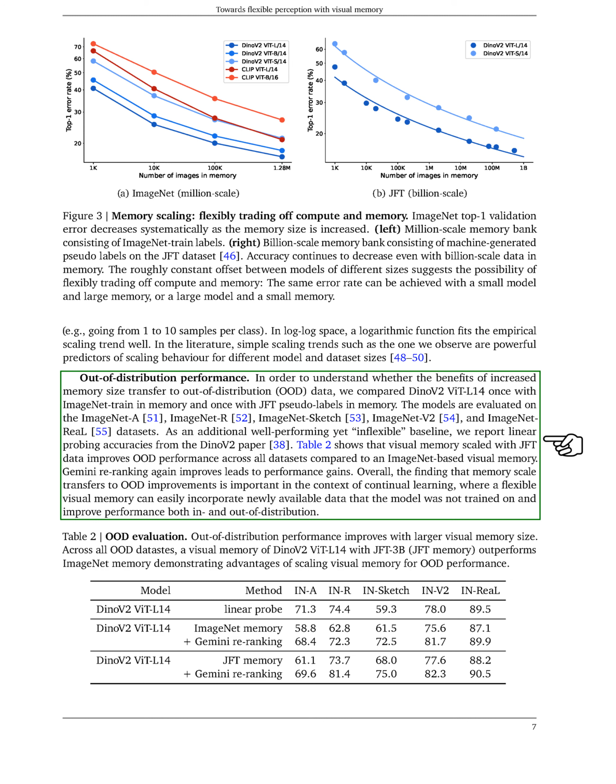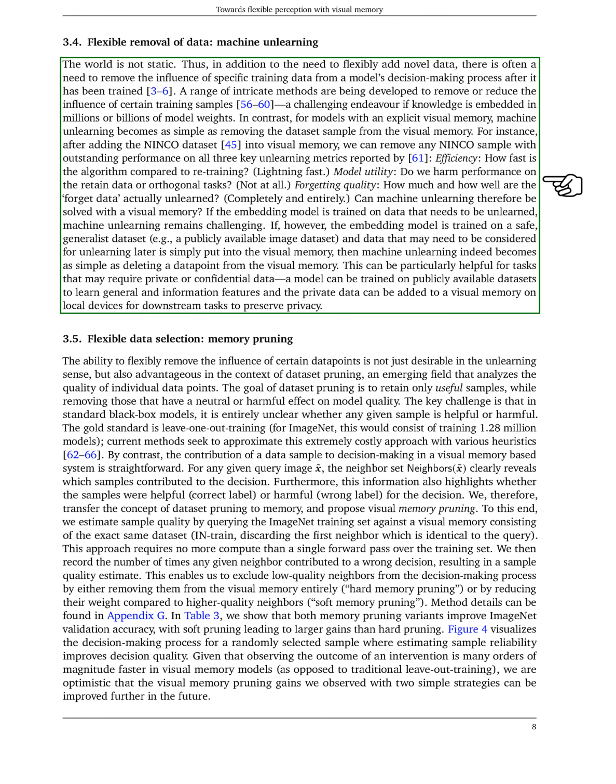Section: Flexible removal of data, machine unlearning. In this section, we discuss the flexible removal of data through a process known as machine unlearning. The world is dynamic, and beyond adding new data, we often need to eliminate the impact of specific training data from a model after it has been trained. Various complex methods are being developed to achieve this, which can be quite challenging when a model has millions or billions of weights. However, for models with a clear visual memory, unlearning becomes straightforward. It's as simple as deleting a sample from that memory.